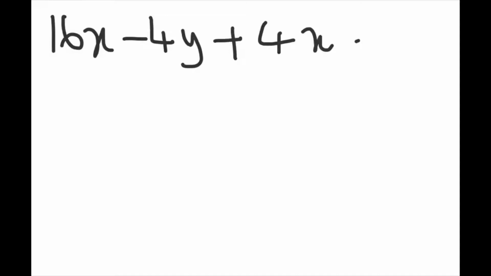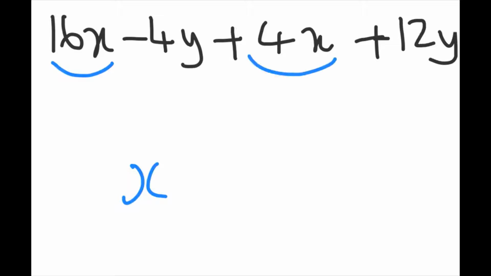16x minus 4y plus 4x plus 12y. It looks big. What's the first thing we do? We need to group the variables that are the same. So the first question is, how many variables are we talking about? We have x. So there's an x and there's an x. And then we have y. There's a y and there's a y. So at the end, we're going to have two terms as our answers. One is x and one is y.